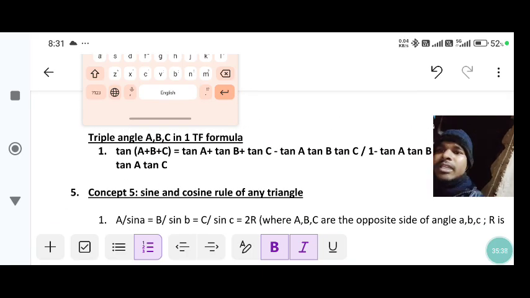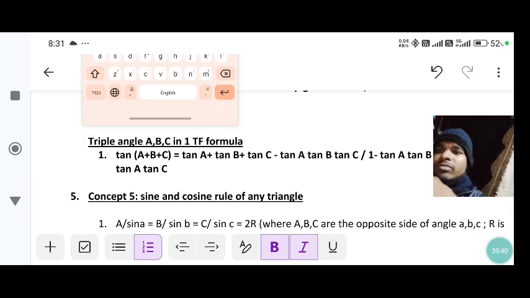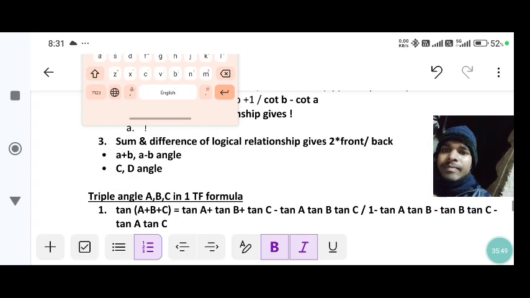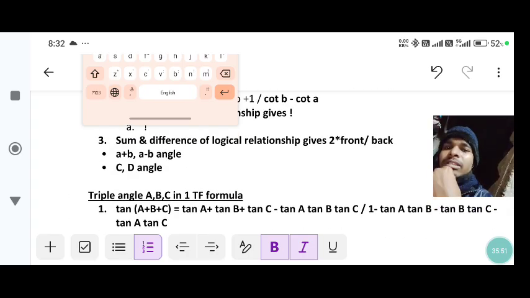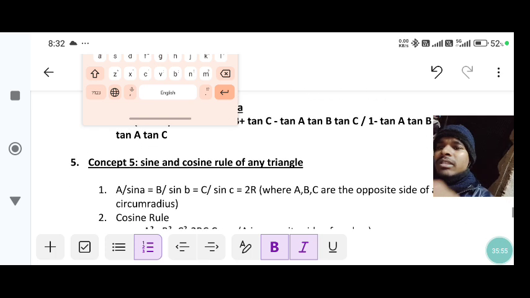For triple angle A, B, C in one trigonometric formula, like tan of A plus B plus C, the value will be tan A plus tan B plus tan C minus tan A tan B tan C, divided by 1 minus tan A tan B minus tan B tan C minus tan A tan C.